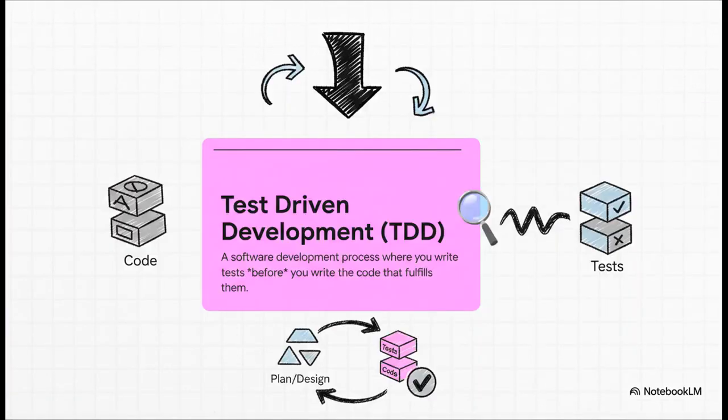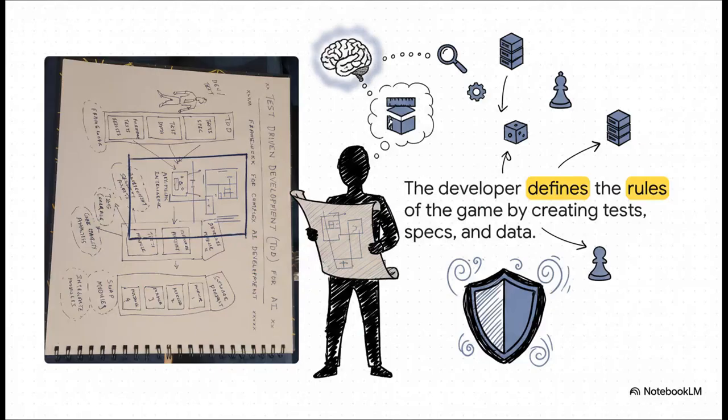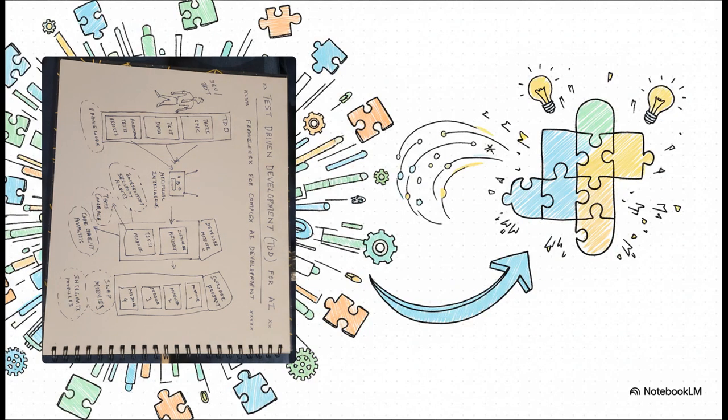Now, for any of this to make sense, you got to get this one core idea: test-driven development, or TDD. It basically flips the normal way of doing things completely on its head. Instead of writing your code and then figuring out how to test it, you write the tests first. Those tests become the ultimate blueprint, the non-negotiable specs for what the code absolutely has to do. And what's so fascinating is how this changes the developer's job. If you look at the diagram, the developer isn't just a coder anymore. No, they're the architect. They're the referee. Their whole job is to design the boundaries and define the rules of the game before the AI even gets to play.